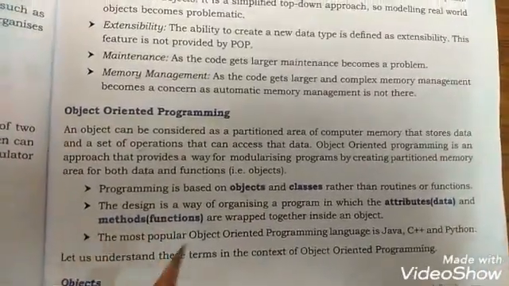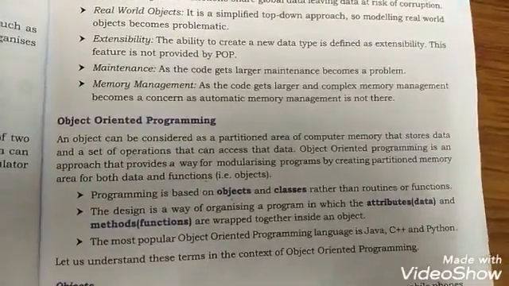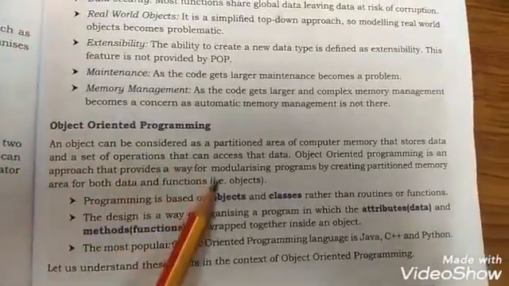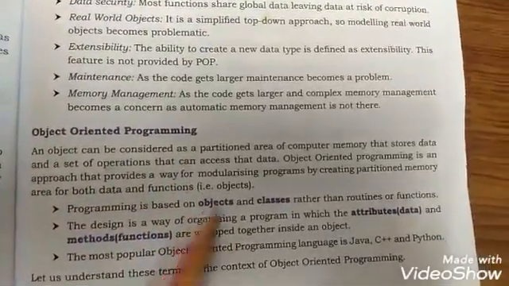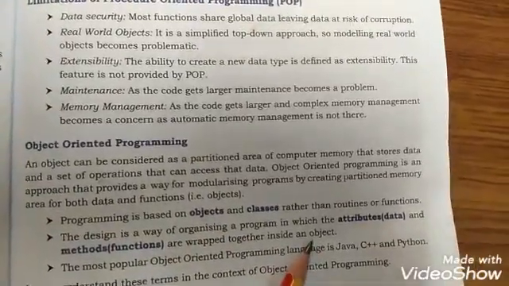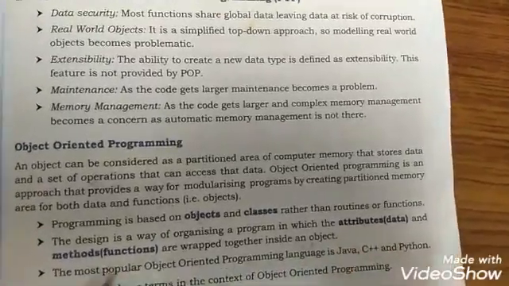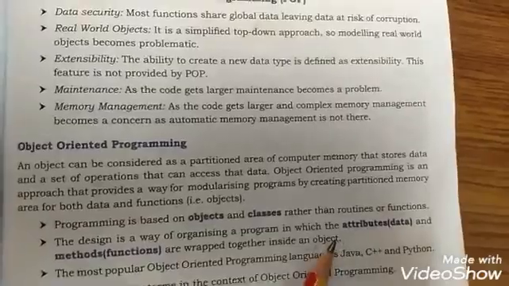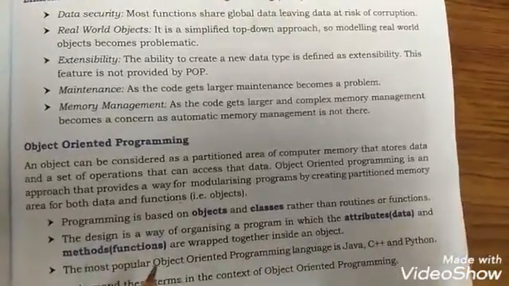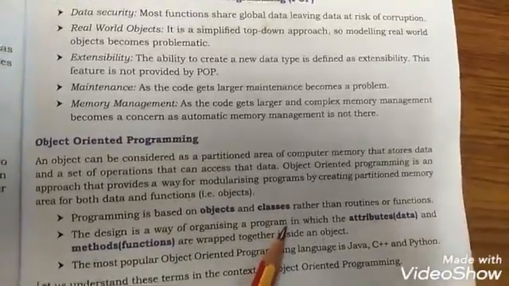The design is a way of organizing a program in which the attributes and methods are wrapped together inside an object. So we will be discussing about object. Actually, in the object you will see two things. Every object will have two things, that is attributes or the data, and methods. So what is an object? You can see around yourself. Whatever you see, that is an object. For example, for an instance, suppose we take a boy.